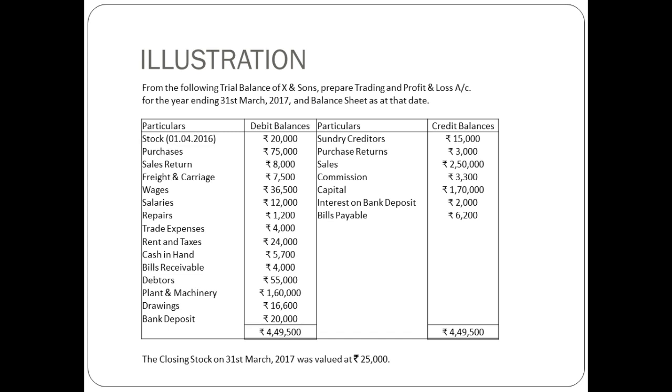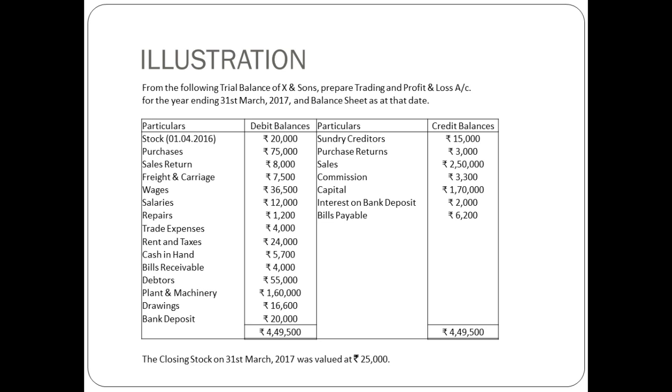Now we have our illustration. From the following trial balance of X and Sons, prepare a trading and profit and loss account for the year ending 31st March 2017 and a balance sheet as on that date.